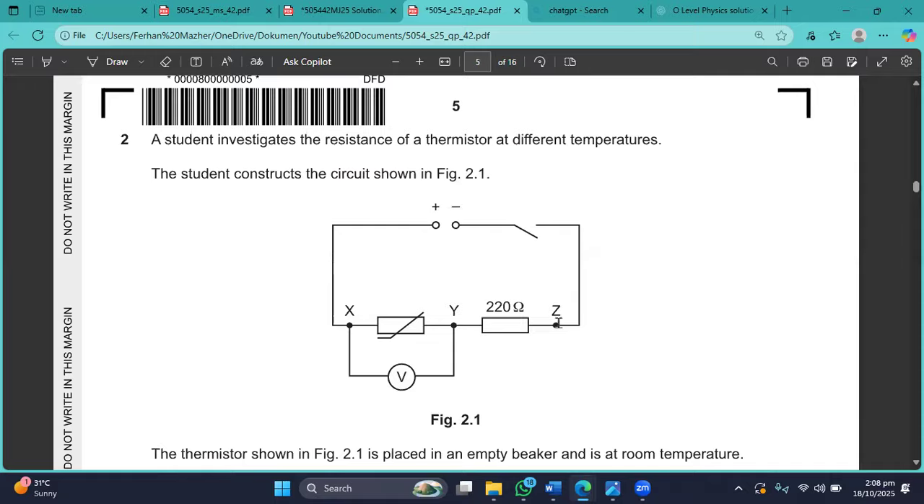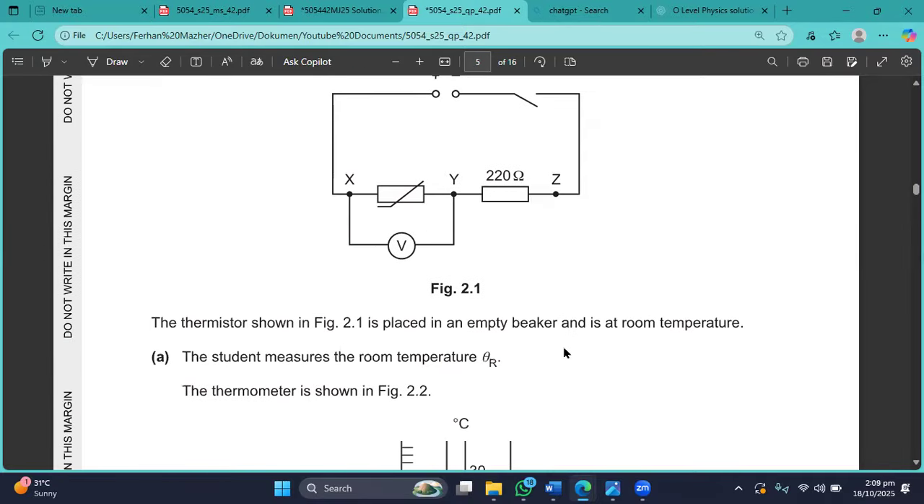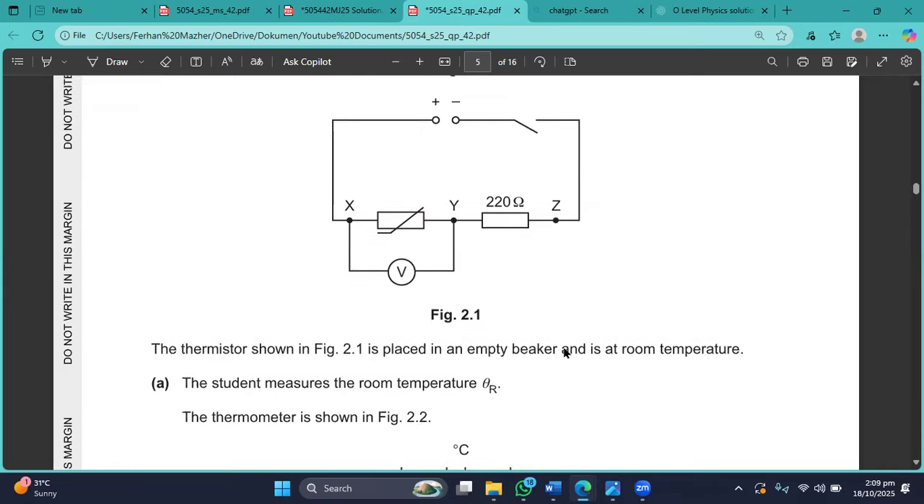And here we have marked 3 points Z, Y, and X. So I have connected a voltmeter here across the thermistor, which will tell you the voltage drop across the thermistor. At point X and point Y, its wires have been connected. The voltmeter is connected in parallel to the thermistor. The thermistor shown in figure 2.1 is placed in an empty beaker and is at room temperature.